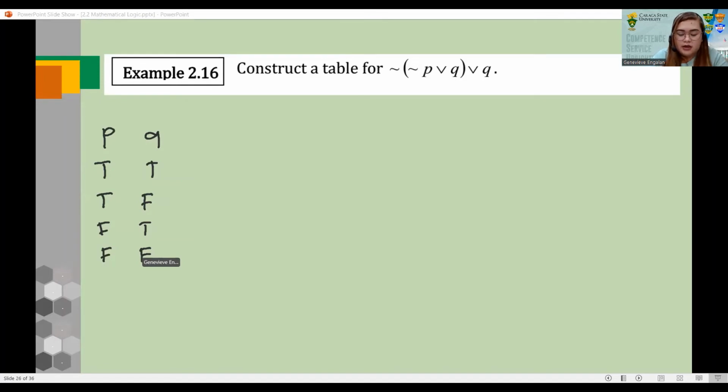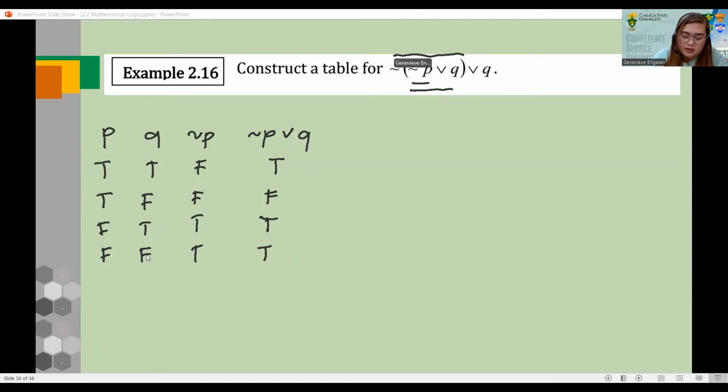Okay, again, mag-start ta sa sulod, you have negative, diba? Not P. So, ang not P, true, true, false, false man ang P, so ang not P will be false, false, true, true. Okay, so sulod, you have not of P or Q. So, false or true, this is true. False or false, this is false. Not true or true, this is true. True or false, this is true.